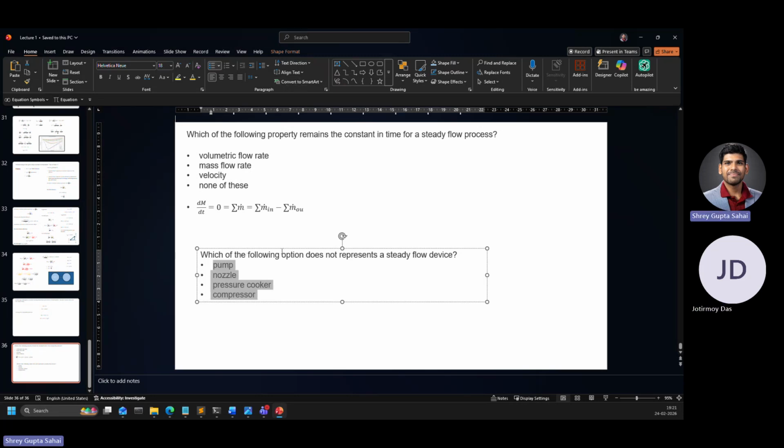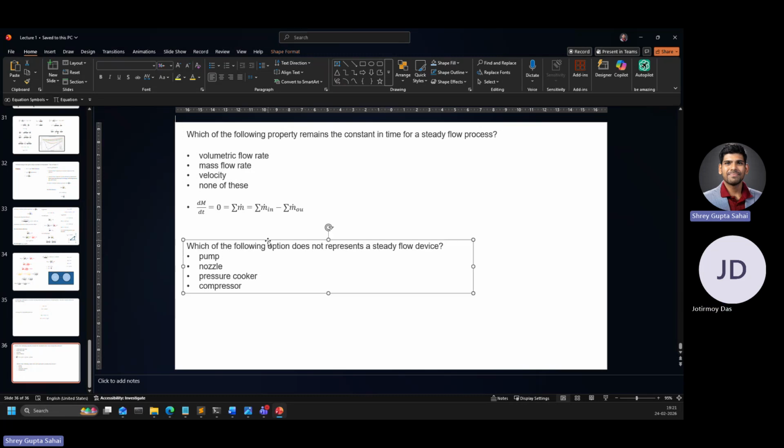Can you tell me which one is not a steady flow process? I mean, pump is a steady flow process. Compressor is also a steady flow process. In nozzle, the mass in is mass out. The velocity can change depending upon area. So the pressure cooker maybe is not a steady flow device. Yeah, it's a pressure cooker. Why? Because in a pressure cooker, there is no mass inflow. There is only a mass outflow.